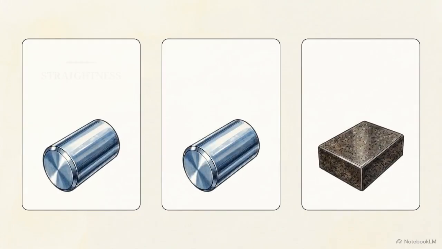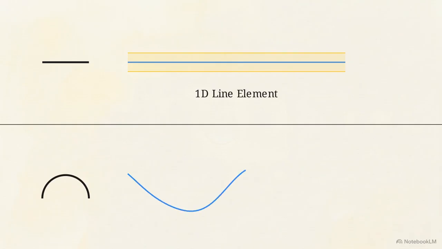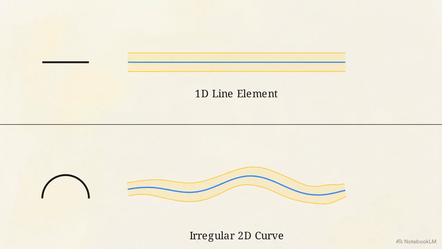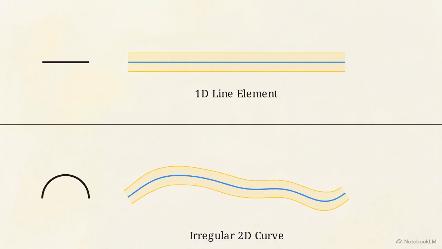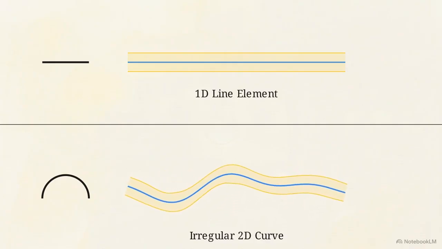We can see why this is necessary by comparing it to standard controls. This grid maps straightness, circularity, and flatness to basic cylinders and planes. Straightness only governs a single one-dimensional line element. In contrast, the line profile symbol dynamically traces a highly irregular, asymmetrical two-dimensional curve. Circularity requires a perfect radial slice, but as this curve morphs, the line profile zone adapts to varying radii and inflection points without breaking continuity.